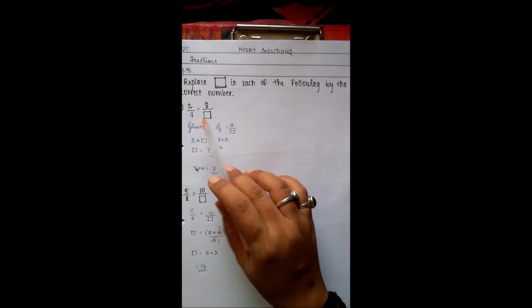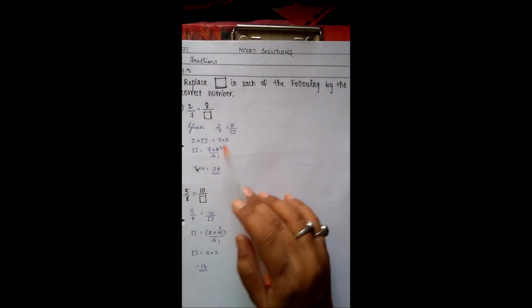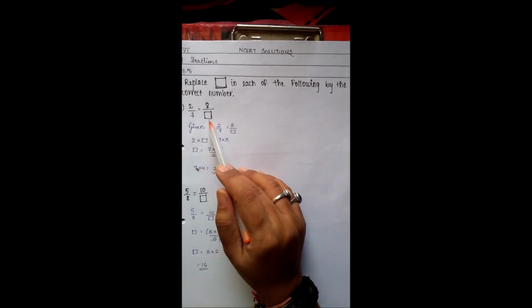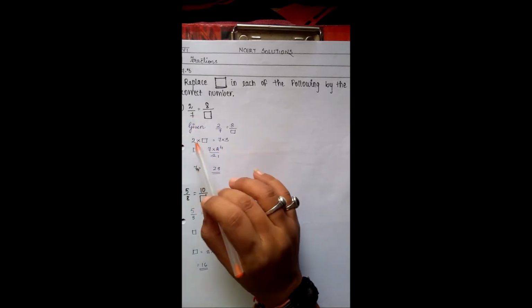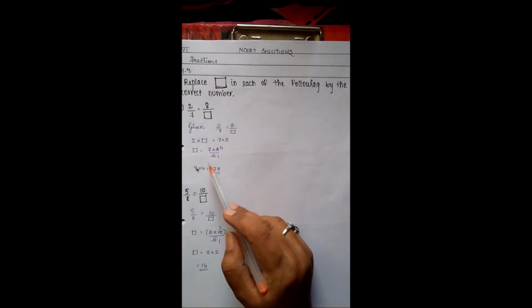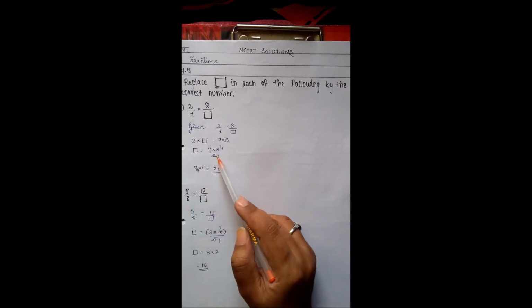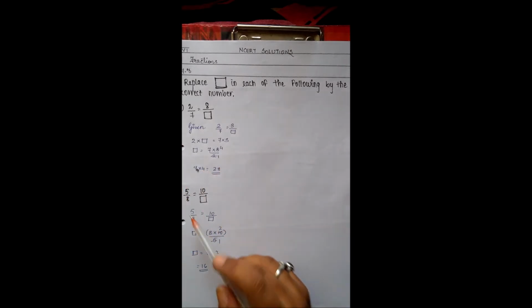Now third question, replace box in each of the following by the correct number. So 2 by 7 equals to 8 by dash. So we can bring this box here. This is in division. If we bring this here, it will become multiplication. So 2 into dash equals to 7 into 8. We can bring this 2 down. So we can cut it. 2 ones are 2, 2 fours are 8. So 7 into 4 is 28.